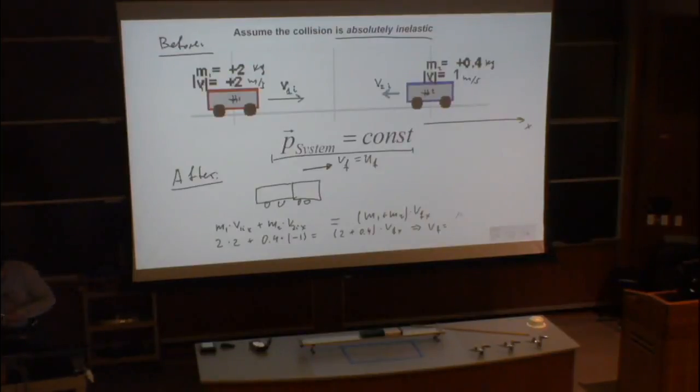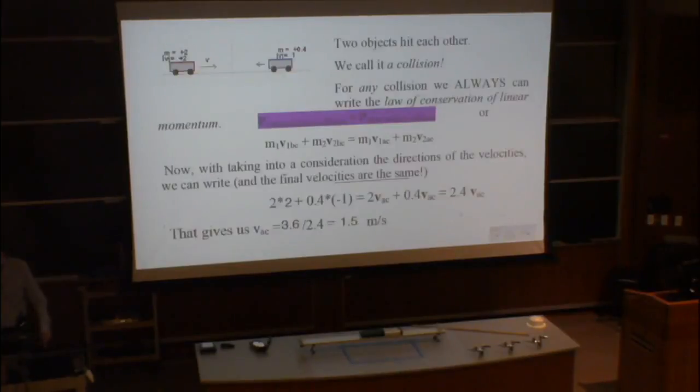I think on Thursdays I write correct 4s. 4 minus 0.4 divided by 2.4 equals 1.5, I think. A positive number, which means they do travel together to the right. And that's how fast they're going to travel. And this strategy works every time. Yeah, 1.5.